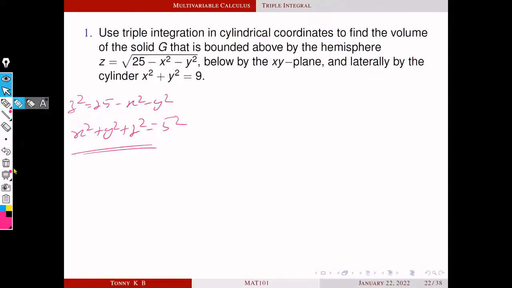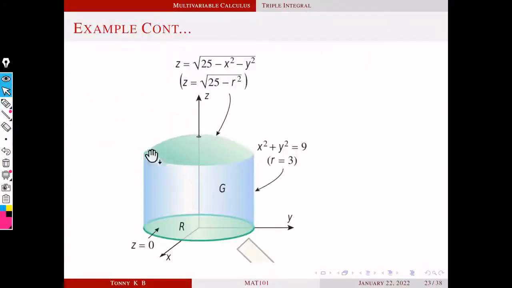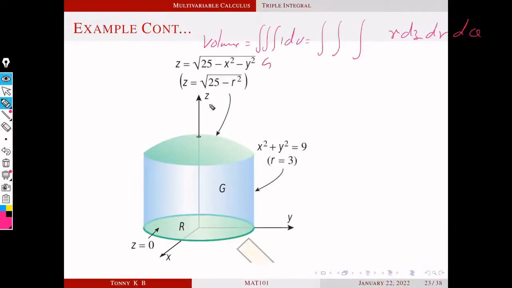So what about the intersection? The solid is like this. The top is bounded by our hemisphere z equal to square root of 25 minus x square minus y square, and the side is bounded by our cylinder x square plus y square equal to 9. We have to find the volume of the solid. So how to set up the integral? Volume is equal to the triple integral over G of 1 dV, that is equal to the triple integral over R. In cylindrical coordinates, this dV becomes r dz dr d theta.